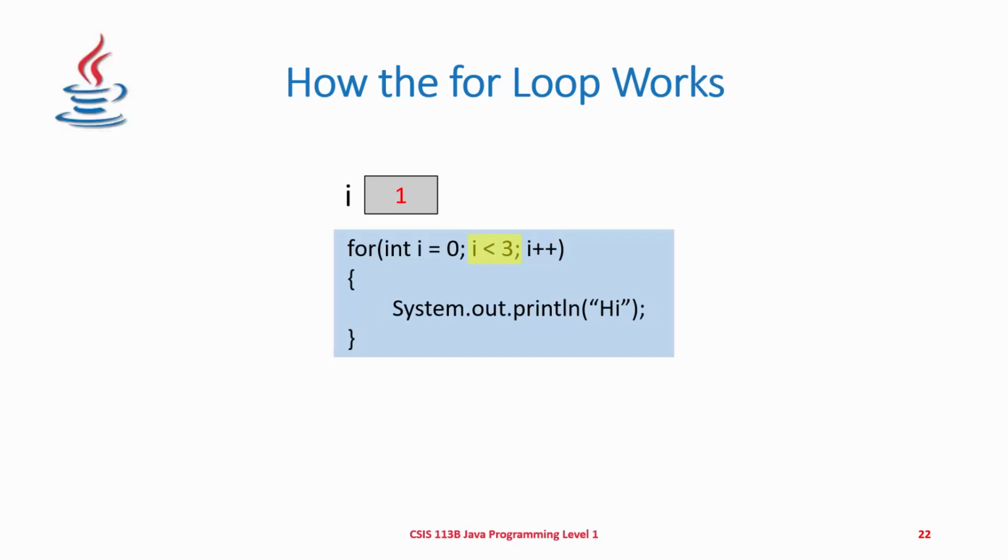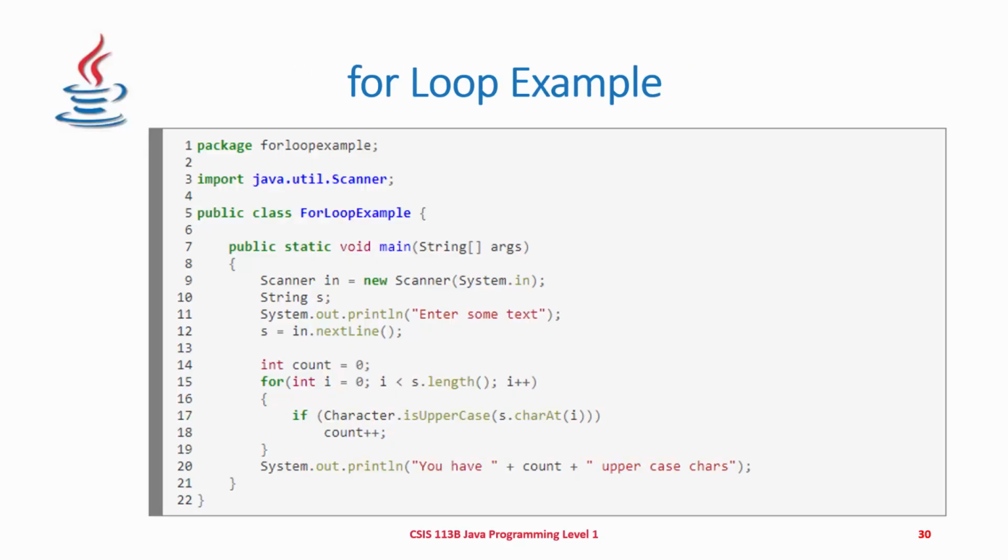Then test i, see if it's still less than 3, and it is. So again, we'll output to the screen the word hi. Increment i, test i, still less than 3, print to the screen hi. Now we increment i. Now this time i is equal to 3. It's no longer less than 3. So when we evaluate i here, we exit the for loop and go on to the next statement after that loop.